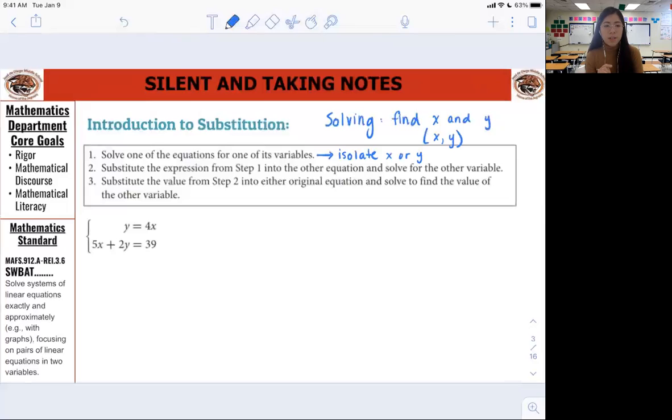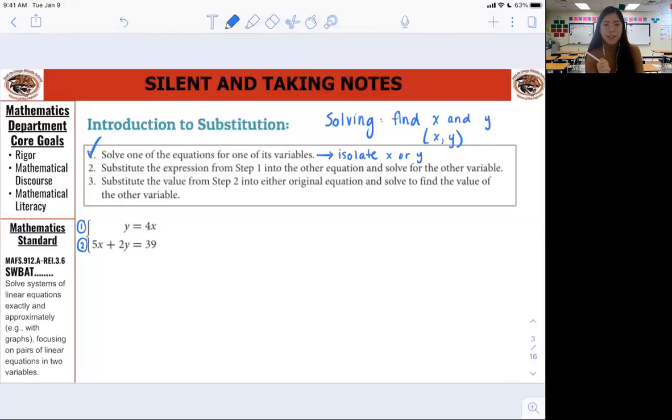So take a look at our system. Which equation, number one or number two, already has a variable that's isolated? Remember, isolated means all alone. Number 1. Yeah, number one. Number one already has the y, it's just all alone, y equals 4x. So sometimes step one is already done for you. Sometimes you can skip it. So now I'm going to go ahead and move on to step two.